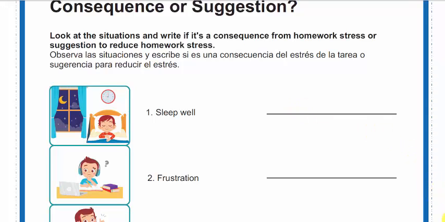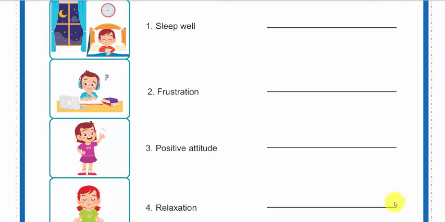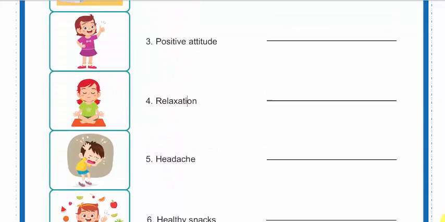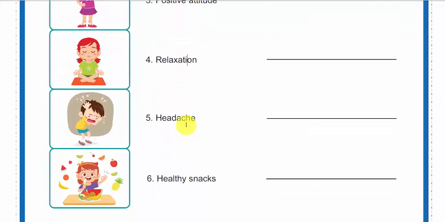You need to do the same with the rest of the phrases. Frustration, positive attitude, relaxation, headache, and healthy snacks. All right. So please write on the lines suggestion or consequence. Evidence for this work is just a picture of the work done.